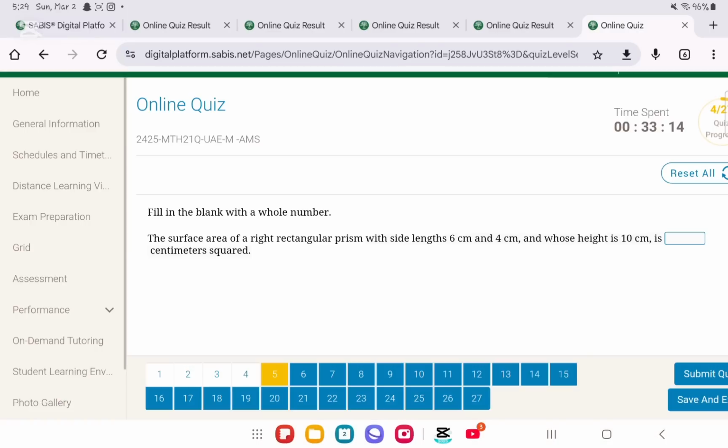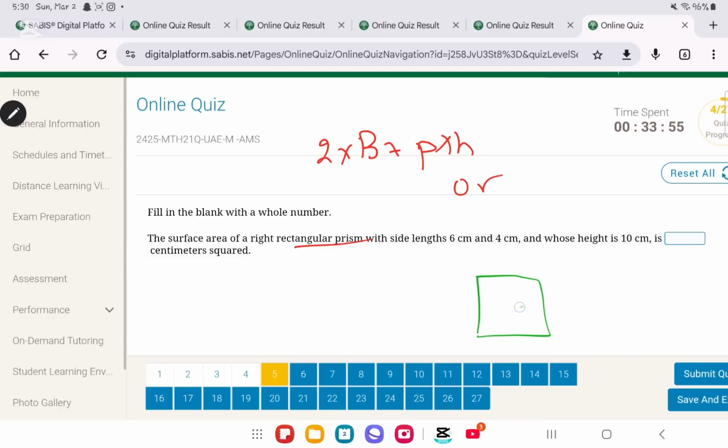Alright, now we will move on to question number 5. They need the surface area of a right triangular prism with side length 6 cm and 4 cm whose height is 10 cm. We know that the surface area of a right prism, we can find it in many ways. One way is to apply the rule of a prism, which is 2 times the base plus the perimeter times the height, or you could add all of the areas together. I prefer always to add the areas together.